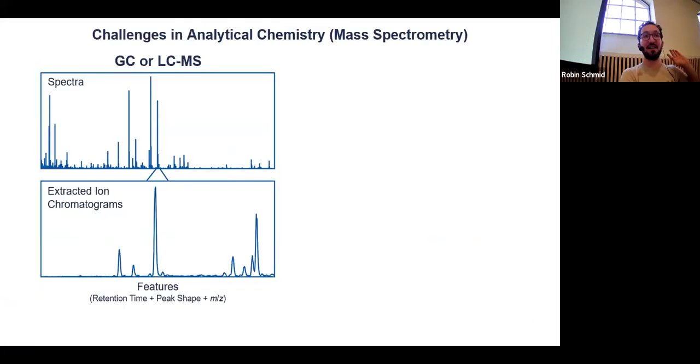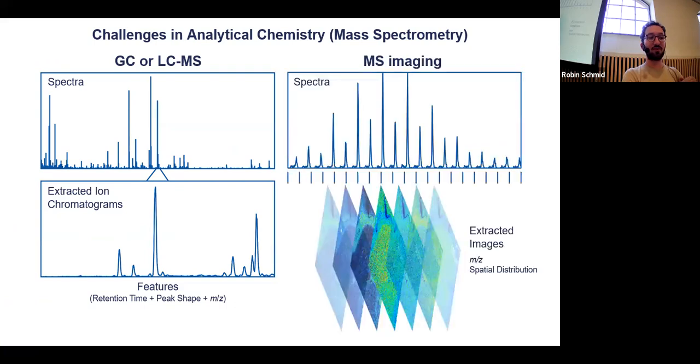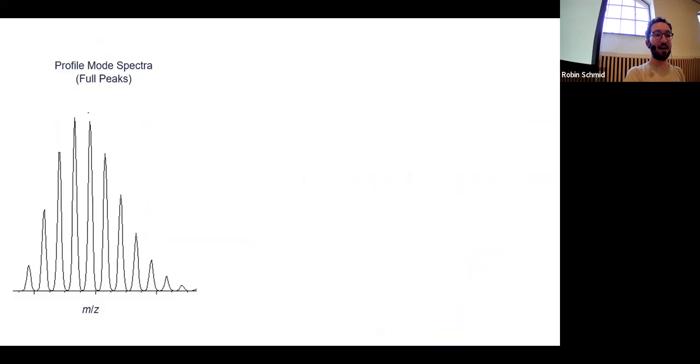Just want to highlight that LC and GC are very much the same, the data structure is basically completely the same. We have spectra and we extract chromatograms, and in imaging, we have spectra and we extract images. So we find the same mass to charge ratio across the whole spatial distribution.